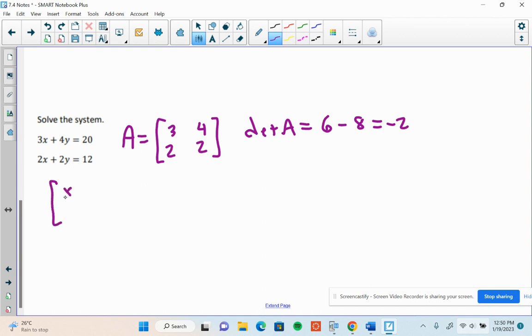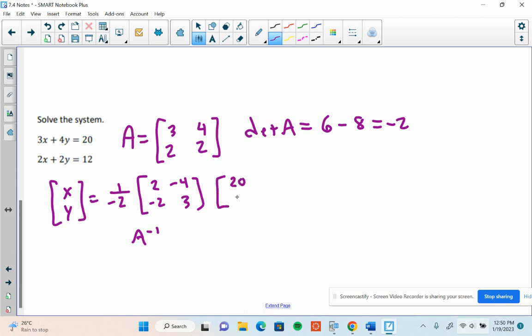So what we're going to have is the x, y. Our solutions are going to be calculated by taking 1 over the determinant, because I need A inverse, and I'm writing down A inverse right now. Switch the 2 and the 3. Switch these guys, right? Change the sign on the other ones. So we have negative 4, negative 2. And we need to multiply that with the matrix B that contains the constants. So we're doing A inverse times B.